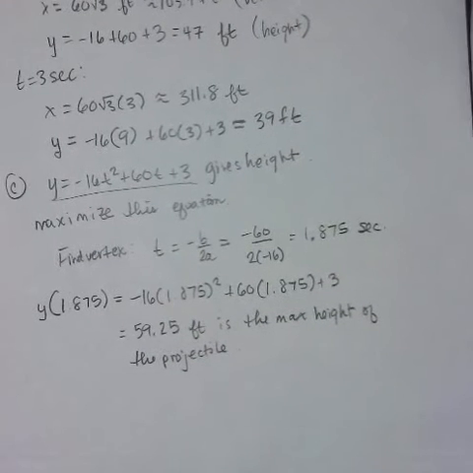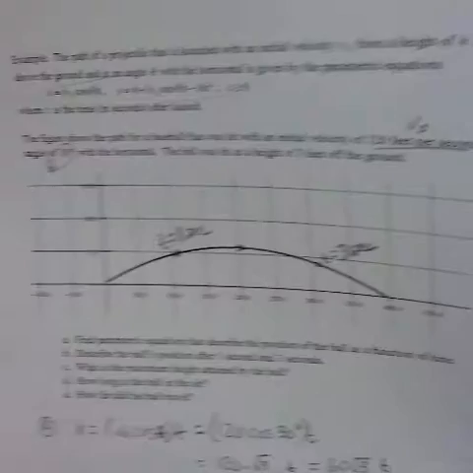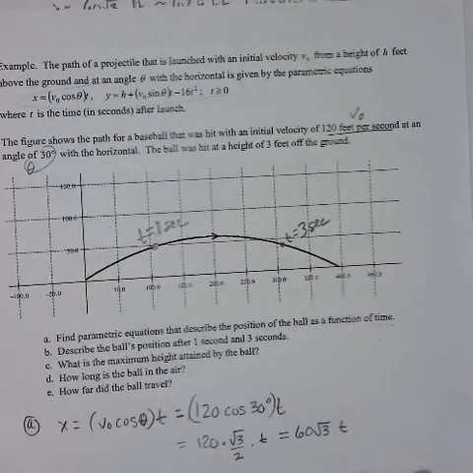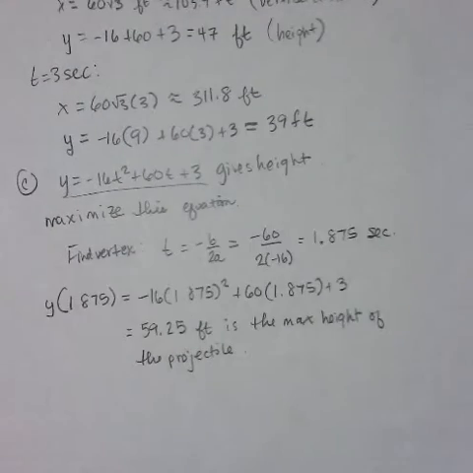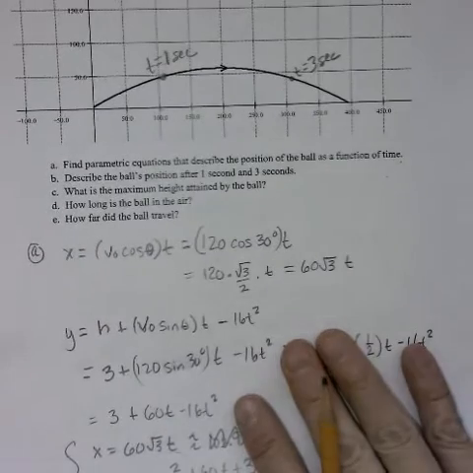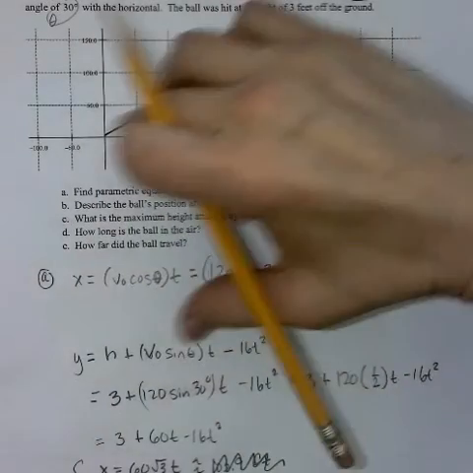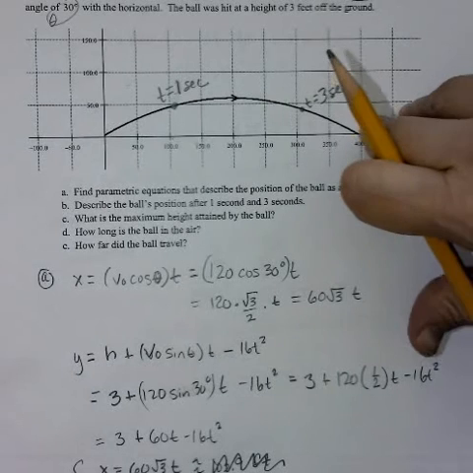All right, let's look at the graph. The max height is about here, and that seems like a reasonable answer, right? 59.25. All right, question D, how long is the ball in the air? Well, the ball is in the air until it hits the ground. It hits the ground when the height is 0.